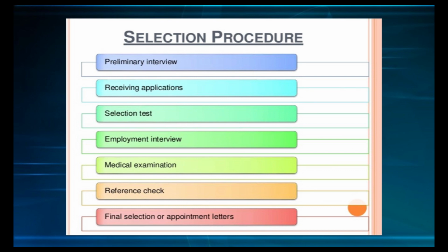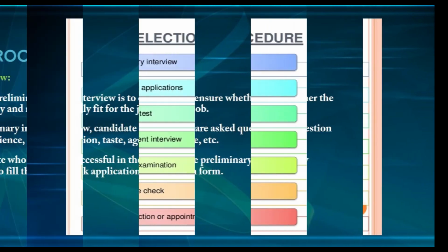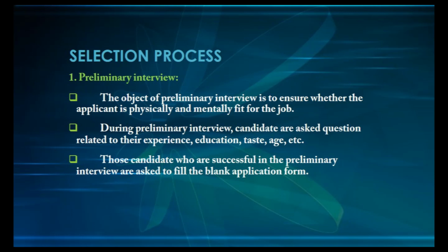The selection process is simplified into 7 steps. Number 1, preliminary interview. Number 2, receiving applications. Number 3, selection test. Number 4, employment interview. Number 5, medical examination. Number 6, reference check. And the last one, final selection or appointment letter. So let's see the process of the first step, preliminary interview.